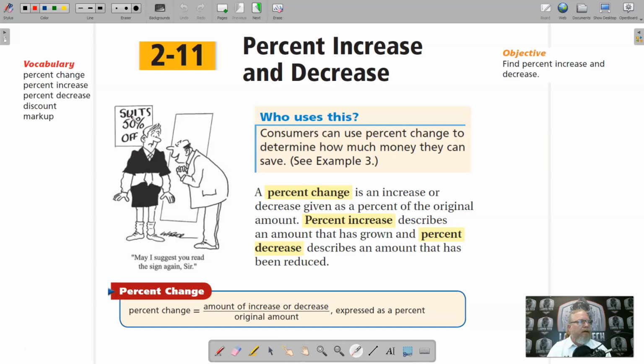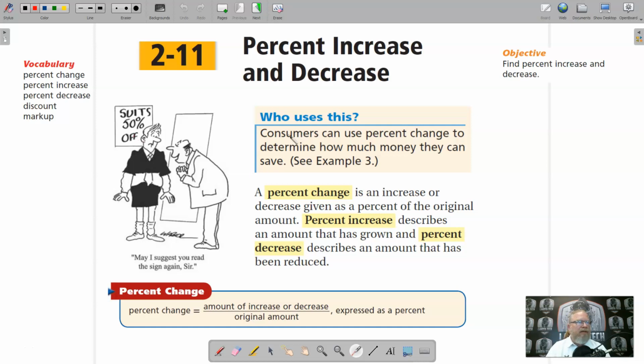Got a little cartoon here: suits 50% off, and the salesman is telling this man, who is standing here with one half of a suit, missing half the suit, "May I suggest you read the sign again, sir?" He thought he was going to get 50% off the value of the suit. He didn't know he was going to get half of a suit.